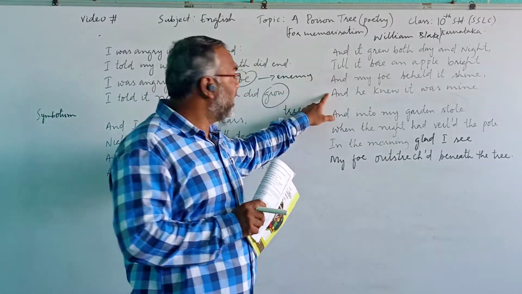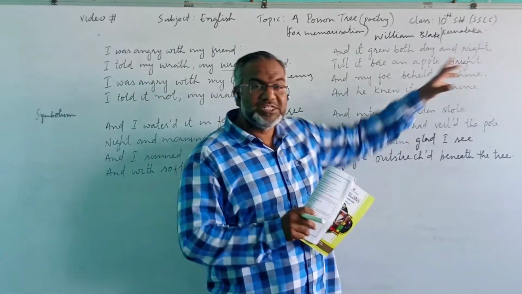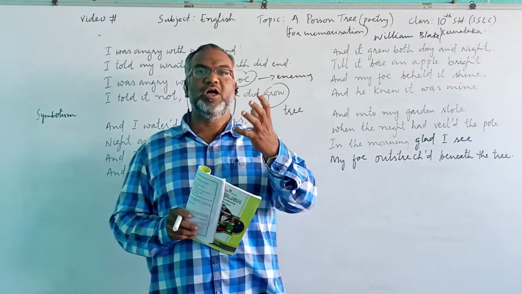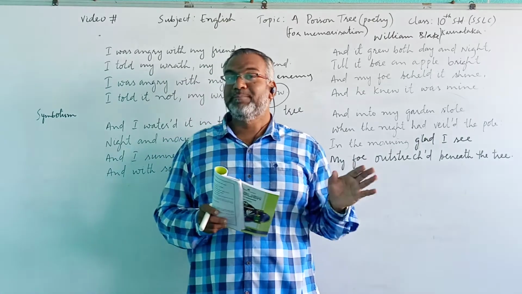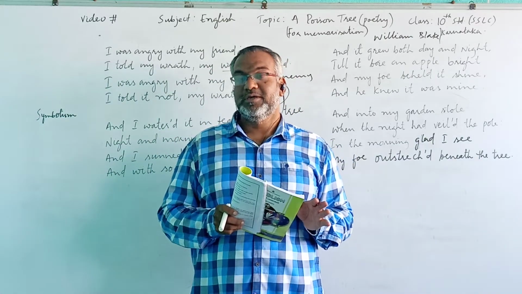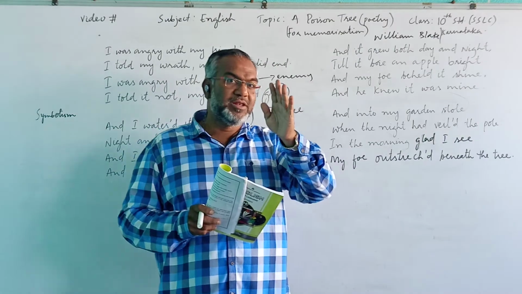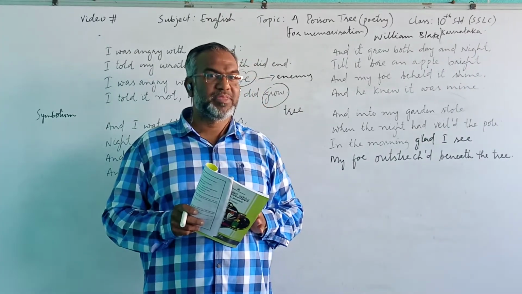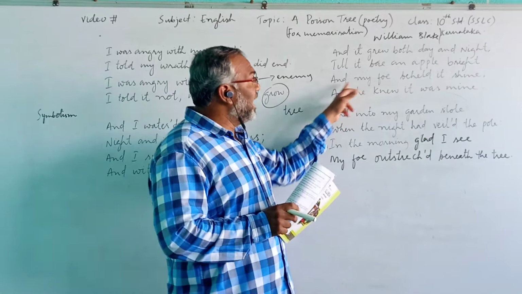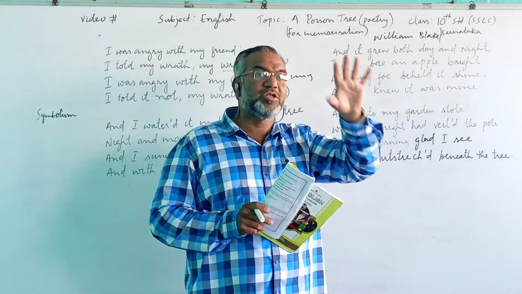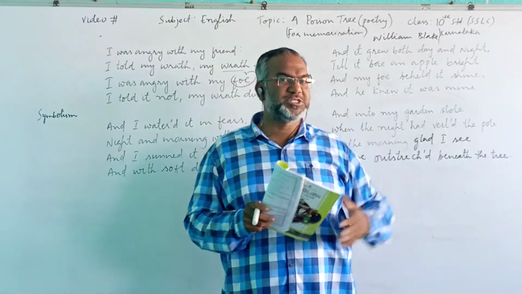Now, "And my foe beheld it shine, and he knew that it was mine." The foe, the enemy, saw the bright apple, but he did not know that the apple is dangerous. The speaker did not allow the foe to understand that the apple is poisonous. It was grown out of anger, not out of happiness. And my foe beheld it shine, the enemy saw the apple and he knew it was mine, the enemy knew that it belonged to the speaker.